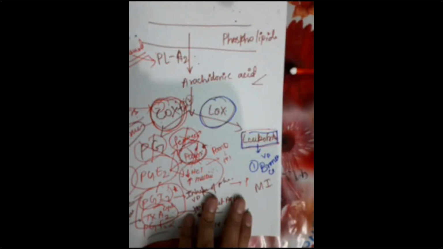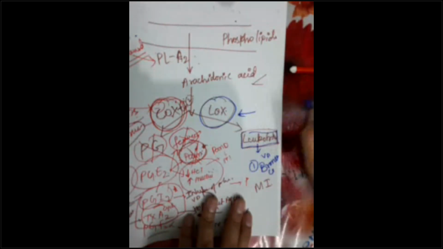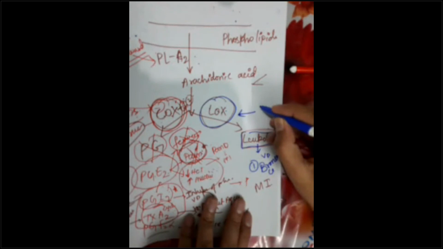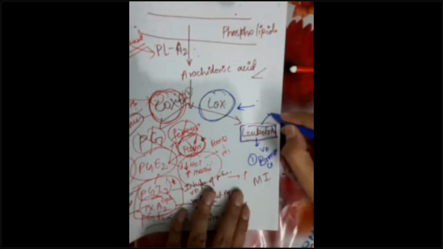So in order to decrease the asthma, we have to give leukotriene inhibitors. What leukotriene inhibitors do we have to give? Like the zileuton and all. And also you can give leukotriene receptor blockers like montelukast.